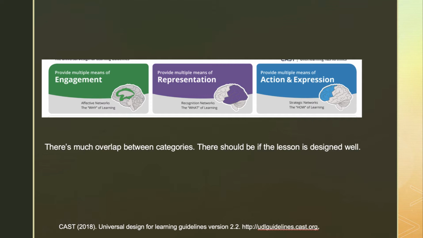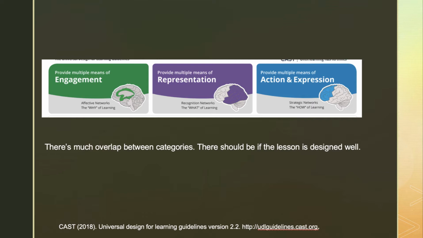When designing instruction from a UDL framework, we provide multiple ways for students to engage with concepts. That's how we demonstrate the why of learning. We also represent information in multiple ways. That communicates the what of learning. And then we provide students multiple ways to act on that information or express their knowledge of it. This, in CAST's perspective, is the how of learning.